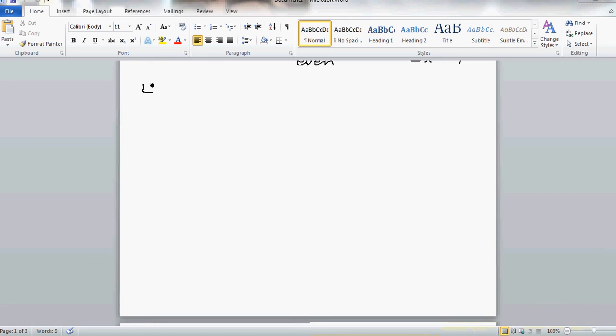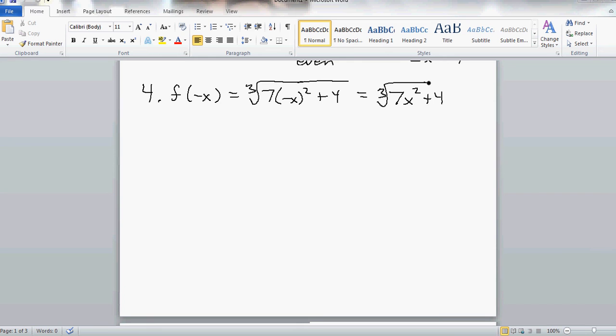Example number 4. We need to find f of negative x. That would be the cube root of 7 times negative x squared plus 4, which equals the cube root of 7x squared plus 4. Then I compare that to the original. The cube root of 7x squared plus 4 is exactly the original, so that means it is an even function.